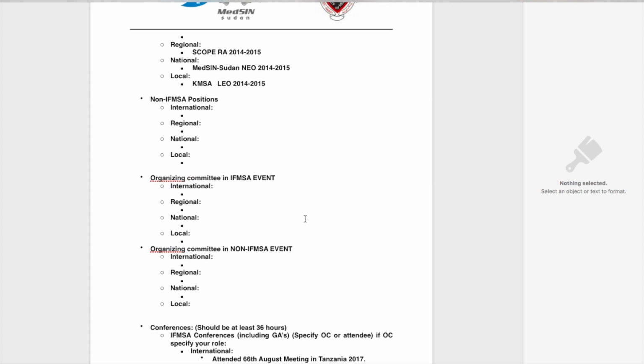So if you are part of the organizing committee in an IFMSA event, go ahead and write it here. Was it local? Was it national, regional, or international? So guys, just make sure that you type in your activity or your point in the right zone. So if it was a local thing, don't make the mistake of writing it in the national zone, or if it was a national, don't waste the points by writing it in a local zone. Make sure to type it in the correct place.